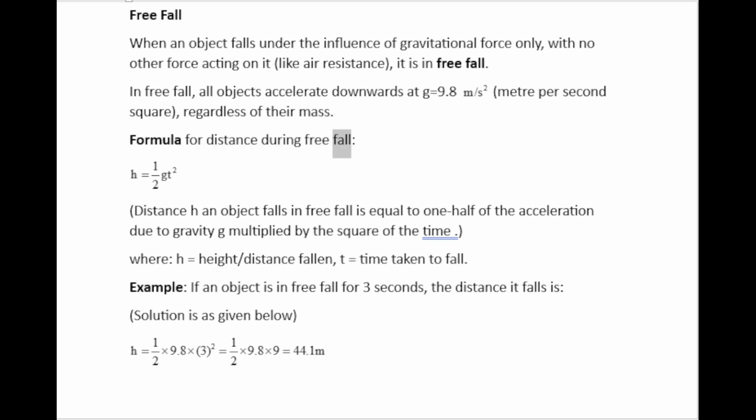Formula for distance during free fall. Distance h an object falls in free fall is equal to 1/2 of the acceleration due to gravity g multiplied by the square of the time, where h is equal to height, the distance fallen, and t is equal to time taken to fall. Example, if an object is in free fall for 3 seconds, the distance it falls is. Solution is as given below.